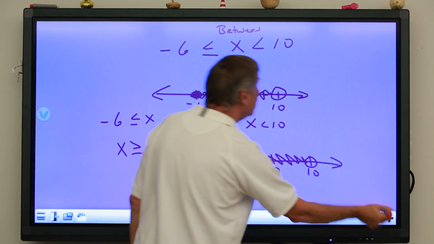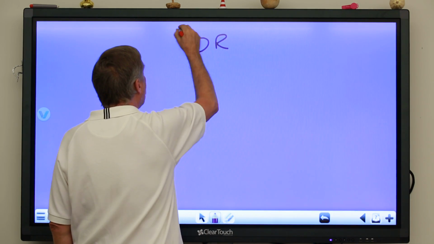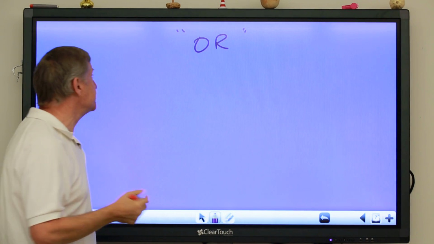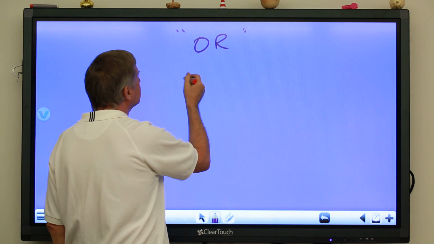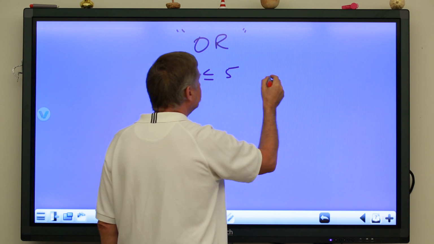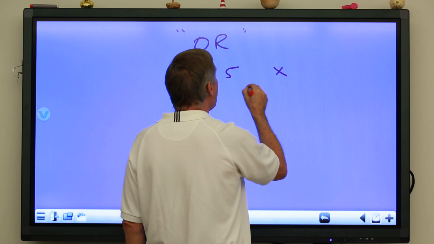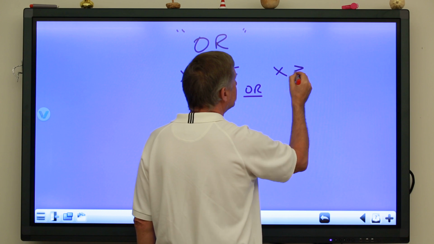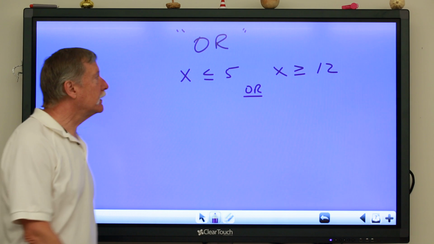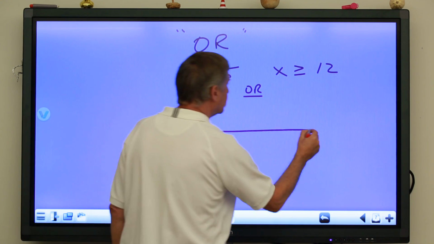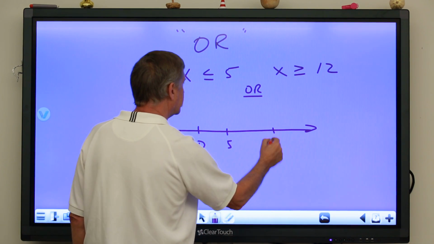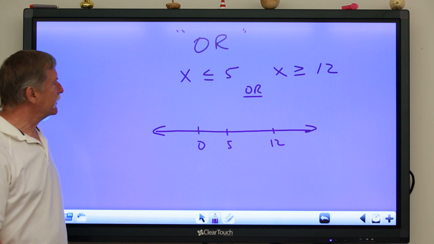Now on the other hand, we can talk about graphing an or type situation. And here you don't necessarily see conjunctions as much. You'll see it written as something like x is less than or equal to 5, or x is greater than or equal to 12. All right? So once again, all you're going to do is graph these things on the same number line, 5 and 12.